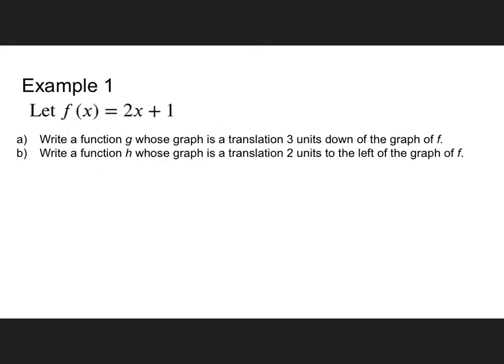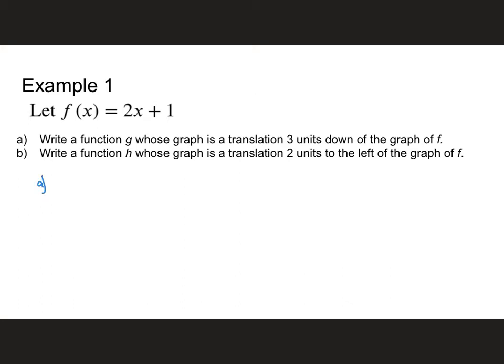Okay, let's take a look at an example problem. Let f of x equal 2x plus 1. Part A: write a function g whose graph is a translation 3 units down of the graph of f. And then part B: write a function h whose graph is a translation 2 units to the left of the graph of f. Okay, let's take a look at just part A to begin with.